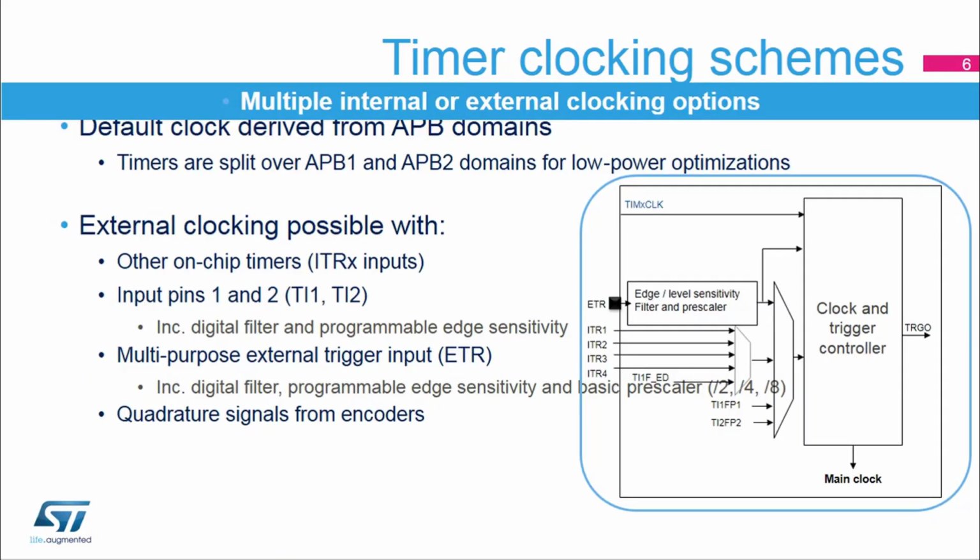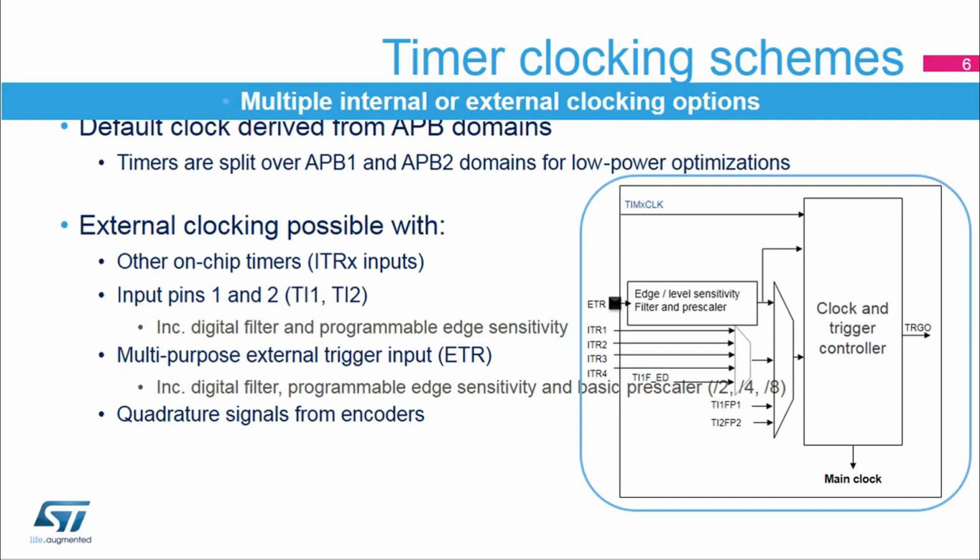The timer features multiple clocking options. The clock and trigger control, also responsible for the timer chaining, handles the clock for the counter. The default clock comes from the reset and clock controller, linked to one of the APB clock domains. The various timers are shared on the two APB domains to implement low-power schemes, typically one high-speed APB and one low-speed APB to limit the current drawn by the peripherals, including the timers.